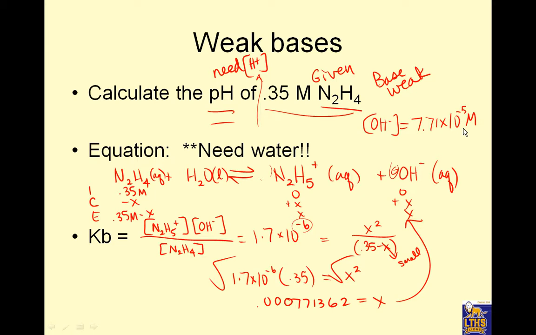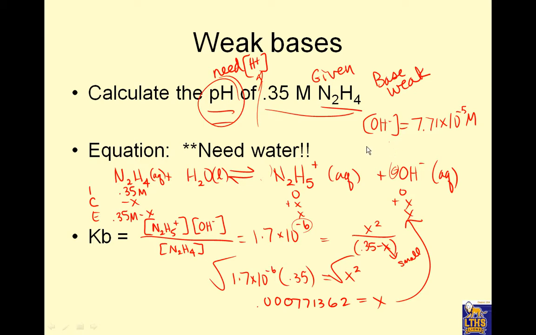All right, am I done? Not even close. Why? Because in order to find pH, we need H plus, but right now we have OH minus. So we get to choose. What do you want to do? Do you want to use the Kw to figure out H plus and then figure pH, or do you want to take the negative log of this and subtract it from 14?